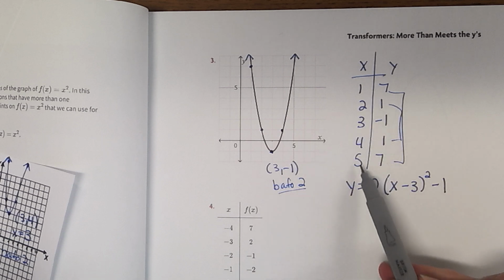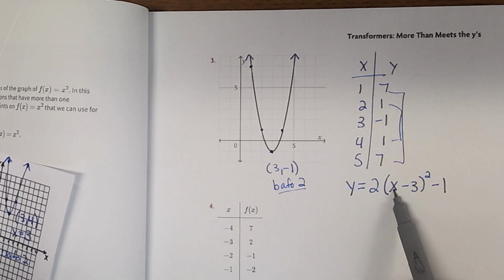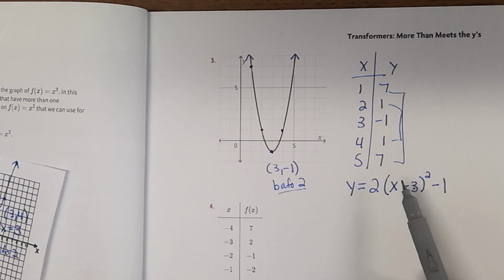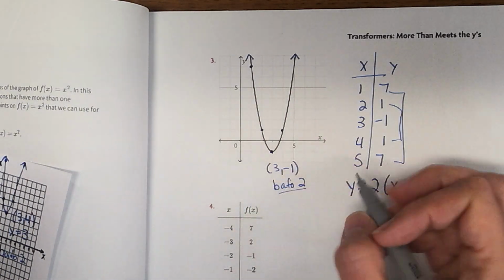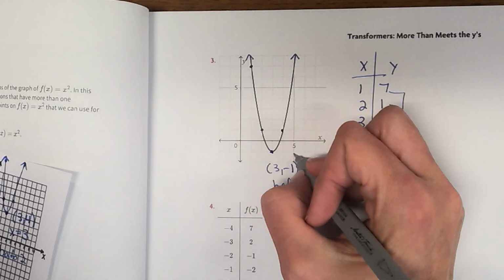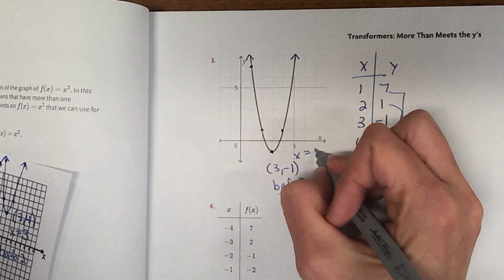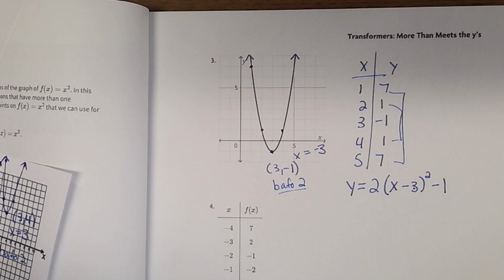Let's pick a point off of our table here and see if it works. Let's put 5 in there. So 5 minus 3, 2. 2 squared is 4. 4 times 2 is 8. 8 minus 1 is 7. Yeah, that equation seems to fit with our table. Okay. So we've got our vertex in there. What's our axis of symmetry? X equals negative 3 is our axis of symmetry.